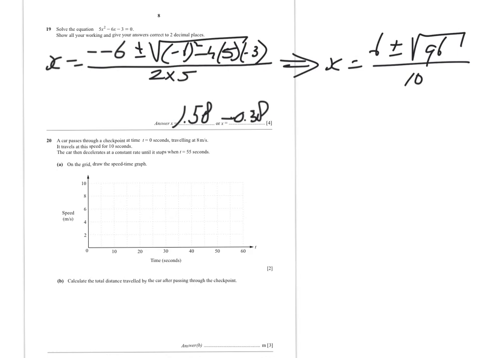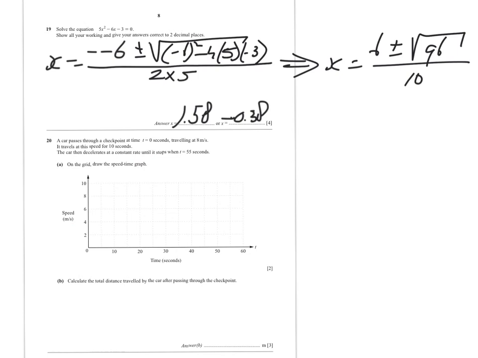Moving on now, a car passes through a checkpoint at time t is 0 seconds, traveling at 8 meters per second. It travels at this speed for 10 seconds. The car then decelerates at a constant rate until it stops when t is 55. On the grid it says draw the speed time graph. So it's a speed time graph, okay? Not a distance time, but a speed time.